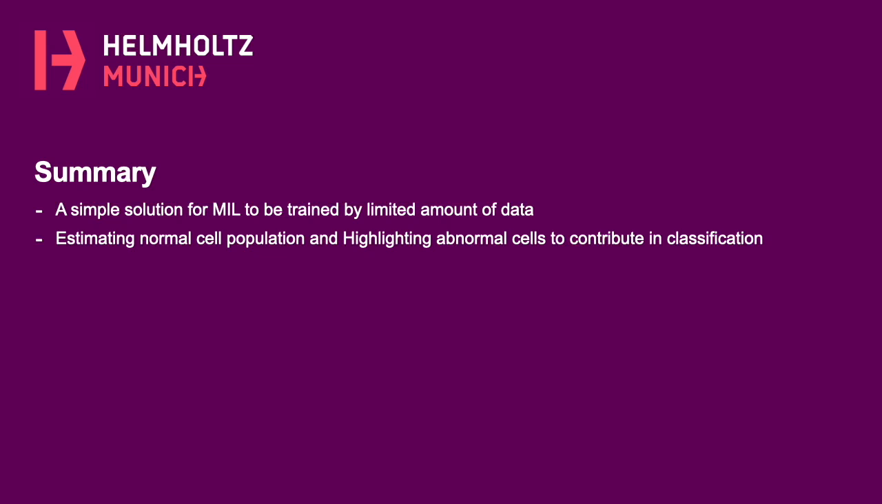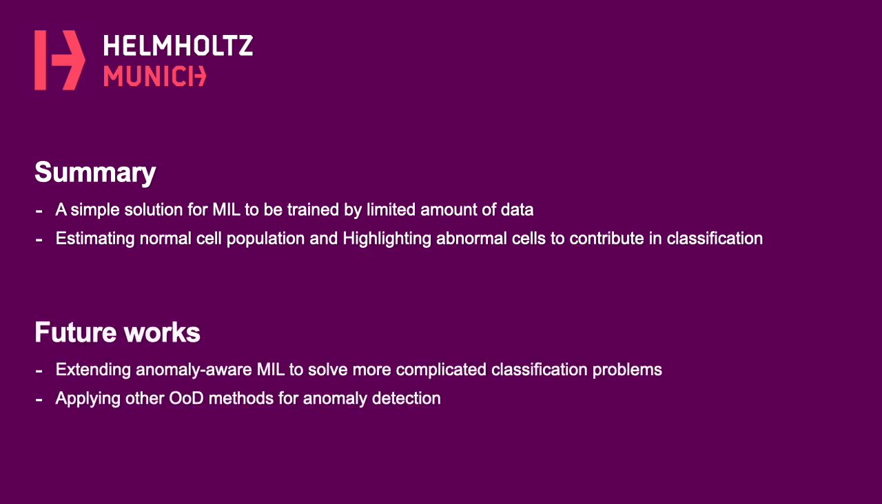To achieve this, we estimate the distribution of normal cells in the latent space and highlight abnormal cells to contribute to the final classification. Fitting a Gaussian mixture model is a simple, data-efficient method to estimate the distribution of normal instances. However, its performance is limited by the complexity of the normal instances definition. For example, in leukemia classification, GMM cannot cover all diverse healthy types of white blood cells. So, keeping the main idea of anomaly-aware multiple instance learning, we can apply other out-of-distribution detection methods, considering our access to the training data.